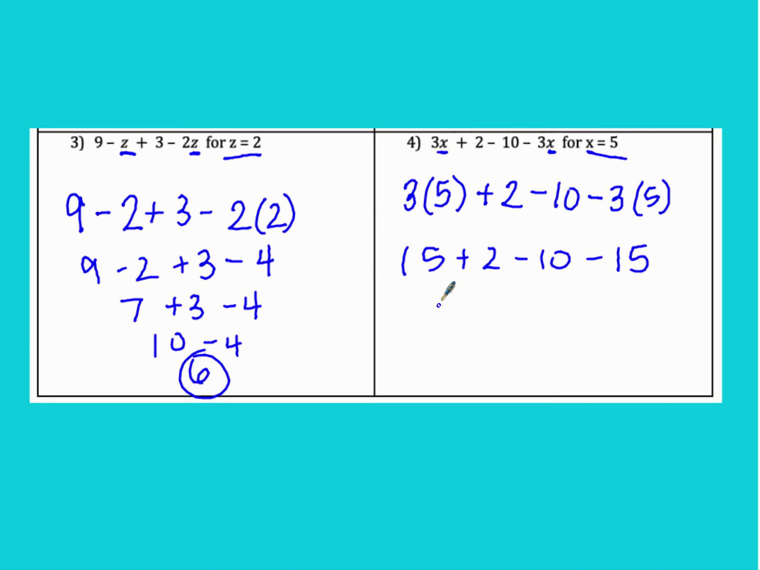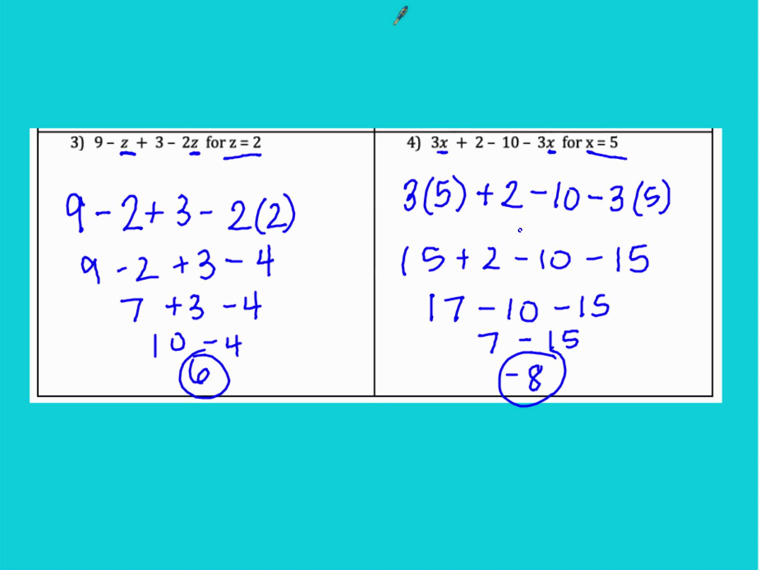So I have 15 plus 2 minus 10 minus 15, so I'm just going to go left to right to complete my addition and subtraction here. 15 plus 2 is 17. We subtract 10, and we subtract 15. 17 minus 10 is 7. 7 minus 15, negative 8. So our final answer here is negative 8.